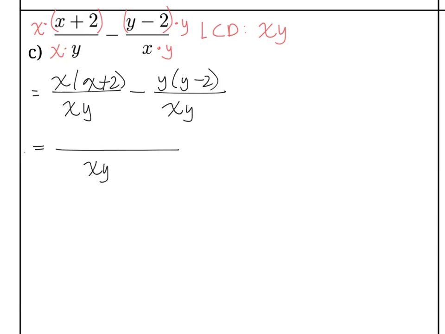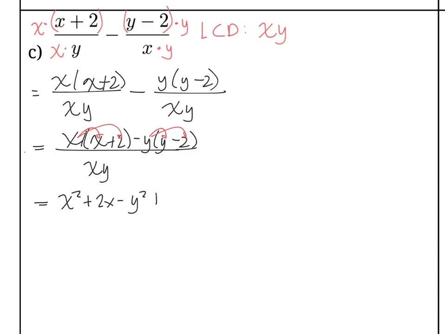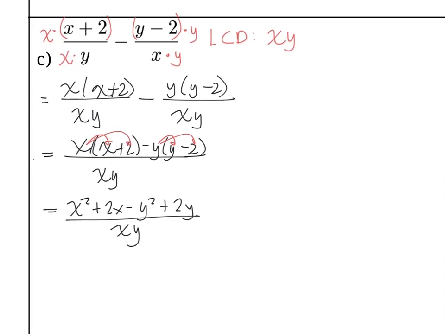So we're going to add those numerators. So we have x times x plus 2 minus y times y minus 2 equal to, we're going to expand this because we need to factor this numerator. So we have x squared plus 2x minus y squared plus 2y all over xy. There's nothing more to simplify in this numerator, so we're done. We're going to add in our restrictions that x can't equal 0 and y can't equal 0, and we are done.